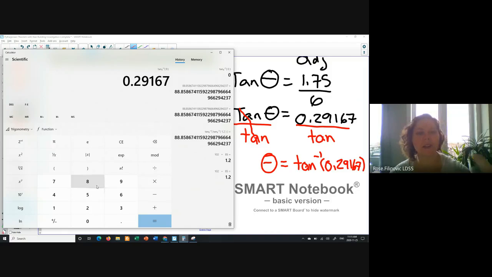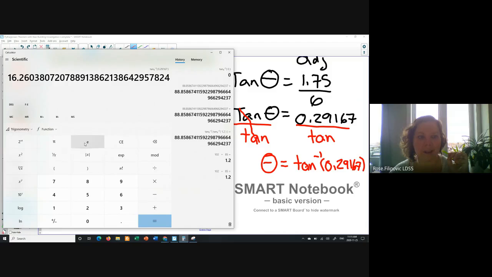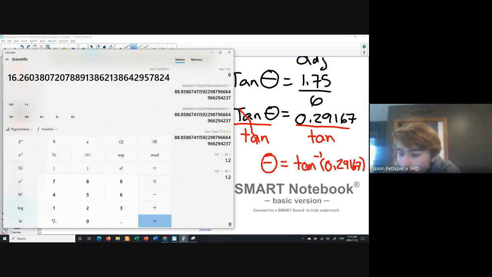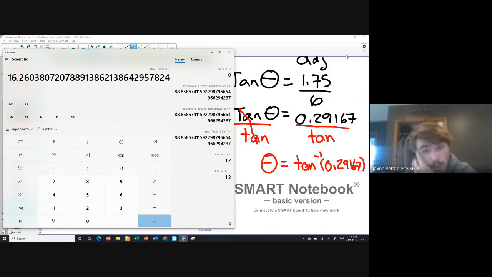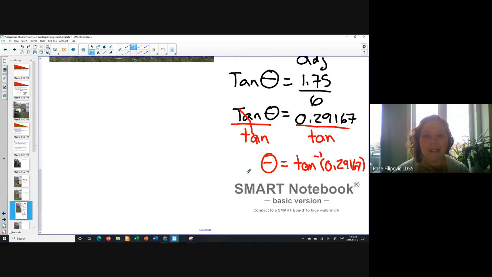Most phone calculators or computer calculators will make you put the number in first. So I have to put in 0.29167, and then tell it to take the inverse tan. That's just the difference between calculators. My handheld one tells me to do second function tan and then the number, but if you're using your phone calculator or the computer calculator like I have here, you put in the number and then the tan. It's good in some ways and bad in others down the line when you're doing math. As long as we know how to use it on our own device, we should be pretty good.